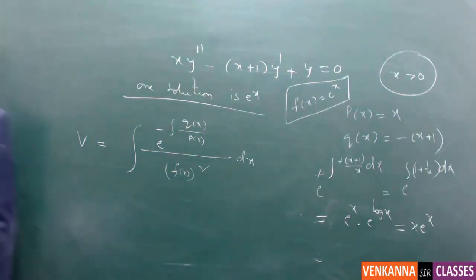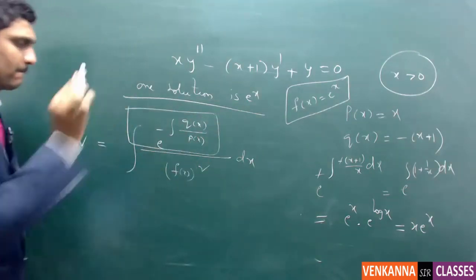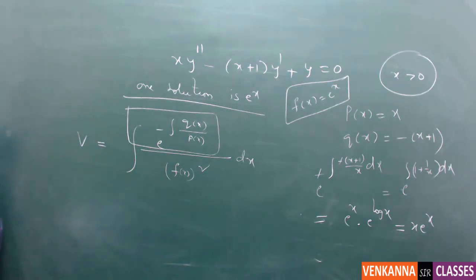Am I correct here in writing the thing? I have just evaluated only this part. Q of x by p of x, q of x is nothing but minus of x plus 1 by x, that is 1 plus 1 by x. Accepted with that value, or no?